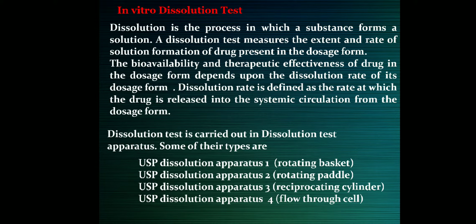We have given 4 types: USP dissolution apparatus 1, rotating basket; USP dissolution apparatus 2, rotating paddle; USP dissolution apparatus 3, reciprocating cylinder; USP dissolution apparatus 4, flow through cell. In our future presentation, we will discuss dissolution test and dissolution apparatus in detail.